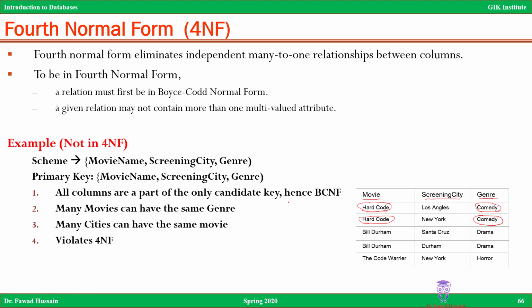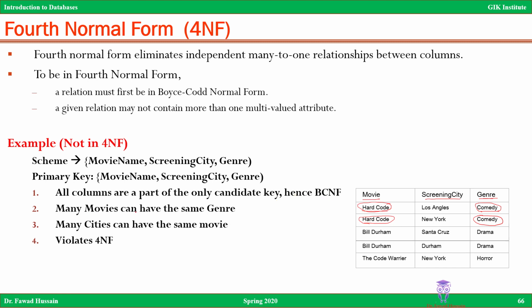But if you look at the rules, then none of the rules are violated, since there is no non-prime attribute here. So it's in second normal form, it's in third normal form, it's in the Boyce-Codd normal form. So the schema here is the movie name, this, and the primary key is the combination of all the three. So all columns are part of the only candidate key, hence it's in the Boyce-Codd normal form.